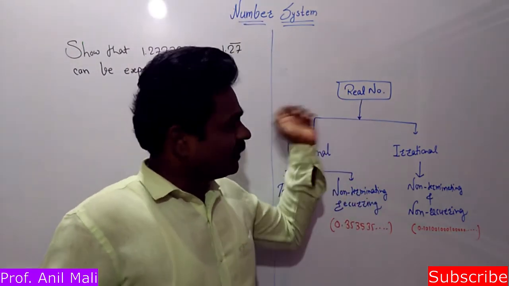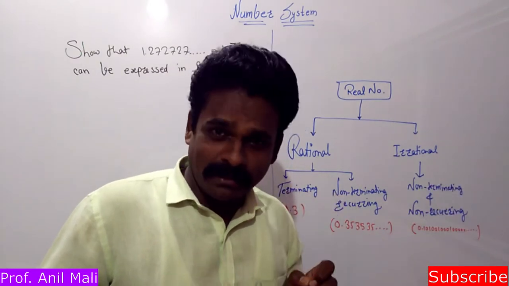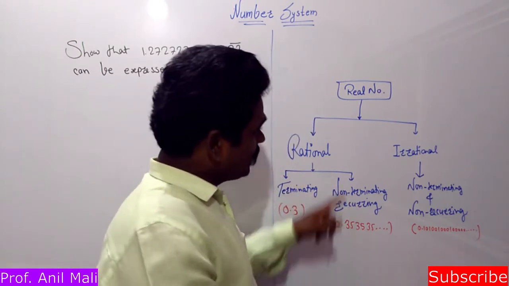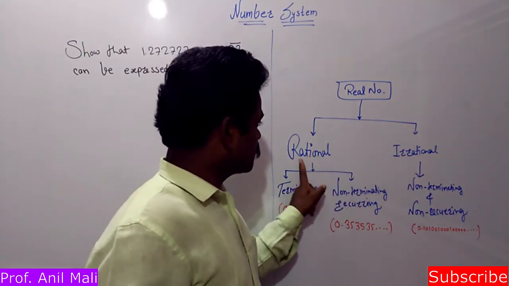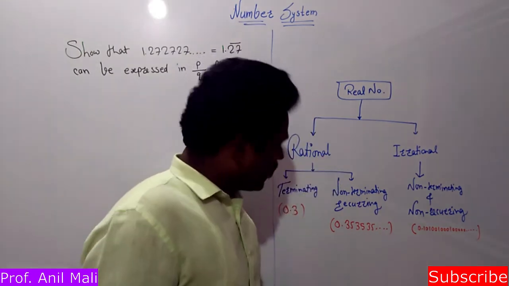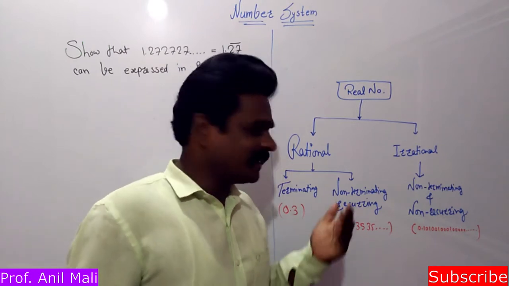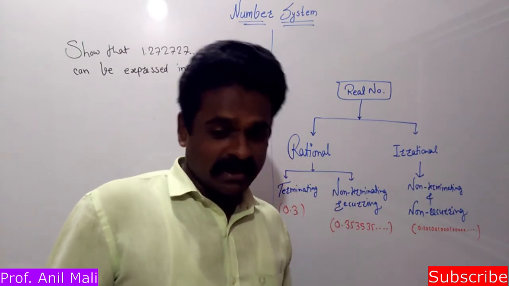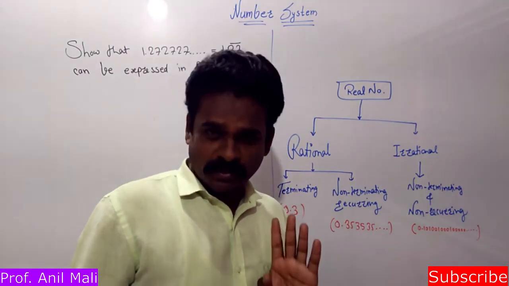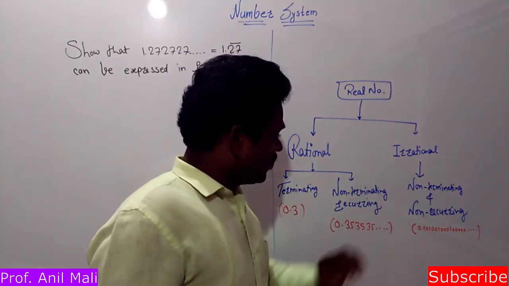Our number line was called a real number line because all the numbers lying on the number line are real numbers, and the real numbers are again divided into two types, that is rational numbers and irrational numbers. Under the rational numbers there are so many numbers. Natural numbers are rational numbers, whole numbers are rational numbers, integers are rational numbers. We have seen it.